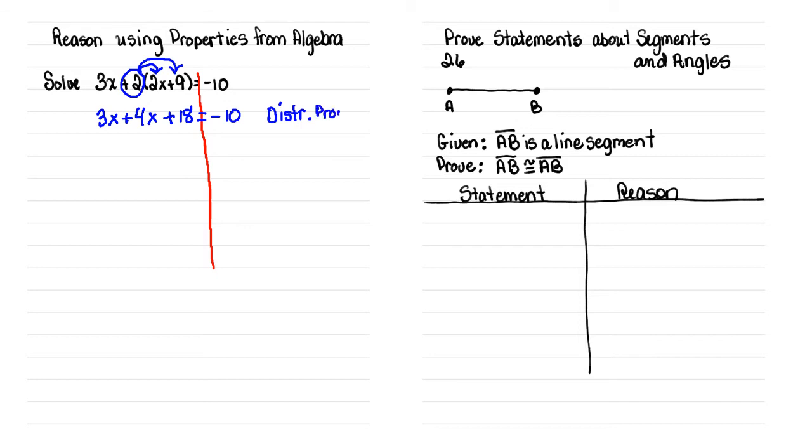Next, what we're going to do is we need to combine some like terms. We have x's, and we can combine any variables together as long as they have the same letter, same power. So 3x plus 4x equals 7x plus 18 equals the negative 10. We use the addition property.